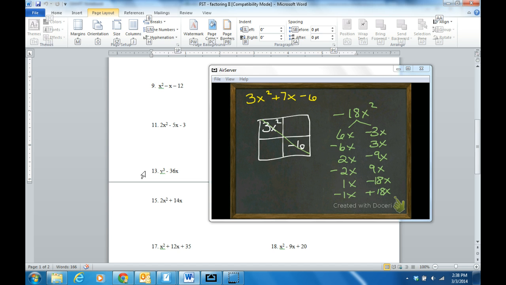Which one of those add up to be 7x? 9x and negative 2x. So that's this one right here. Wait, why? They add up to 7. Yep. 9 minus 2. So this will be a 9x here, and this will be a negative 2x here.